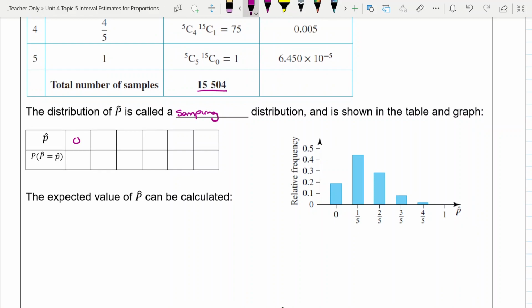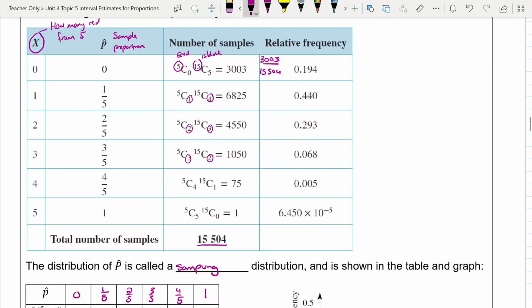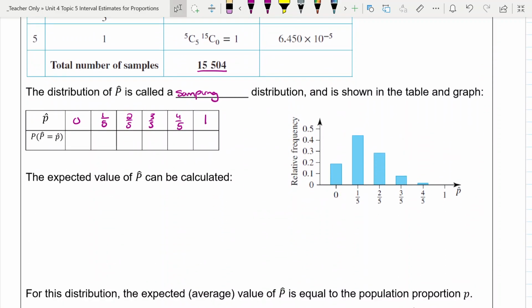Now we can create a distribution for this, and we can call that a sampling distribution. We could just put our sample proportion in: 1/5, 2/5, 3/5, 4/5, and 1. And we can use our relative frequency as our probability. So 0.194, 0.440, 0.293, 0.005, and 6.45 times 10 to the negative 5.